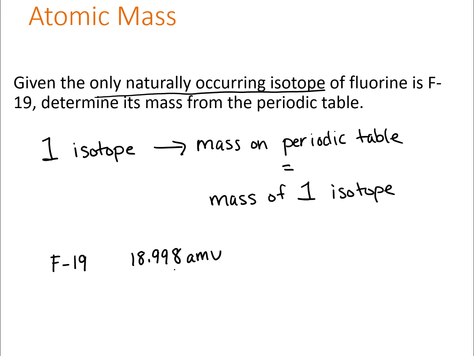The periodic table that I posted usually has 3 decimal places. Other periodic tables might say 19.00. That's the answer. It's simply look at the periodic table, see what it says. That's the mass. So if I told you any other element, say sulfur, which is not true, but sulfur has only one naturally occurring isotope. Determine its mass from the periodic table. What would you tell me?